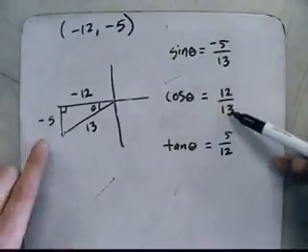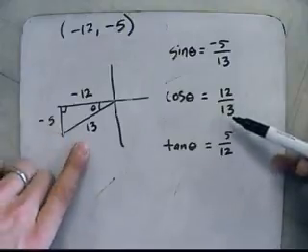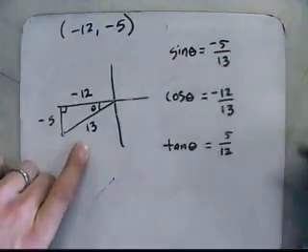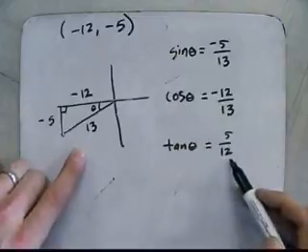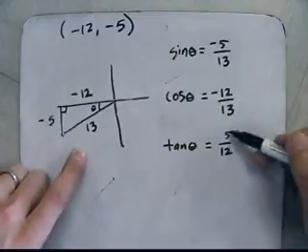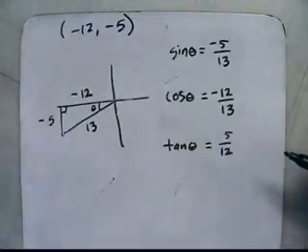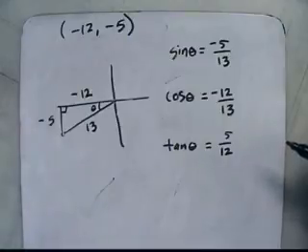Okay, now cosine is going to be either positive or negative. Negative on this one. Okay, so negative. And then the tangent, what's the tangent going to be? Positive, because it's going to be a negative over a negative. Okay. Now the way to help you remember that, there's actually a little trick for that.